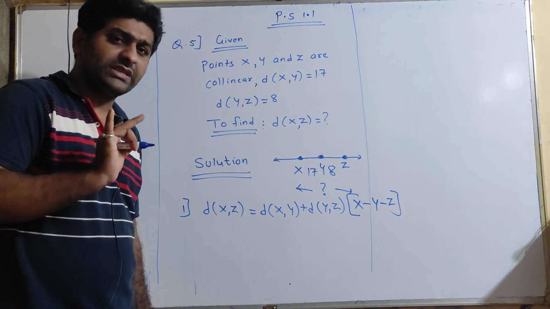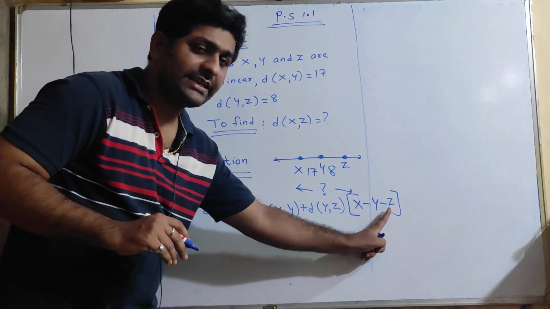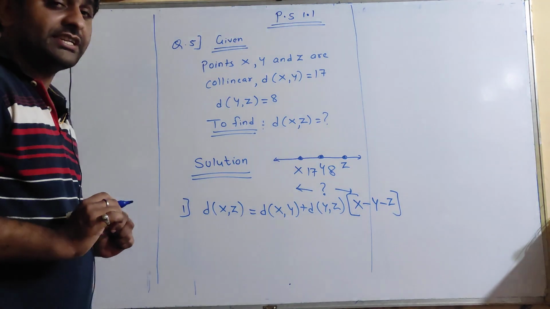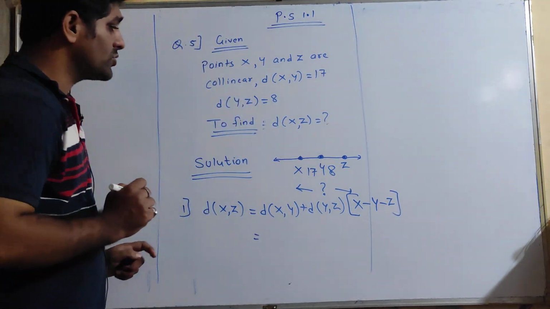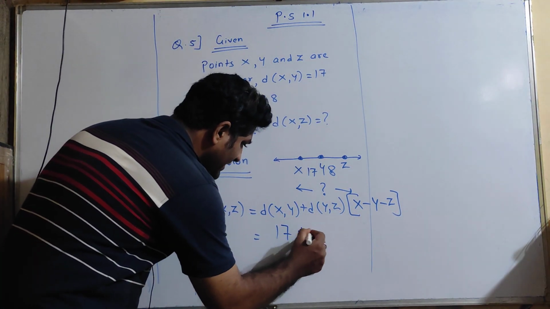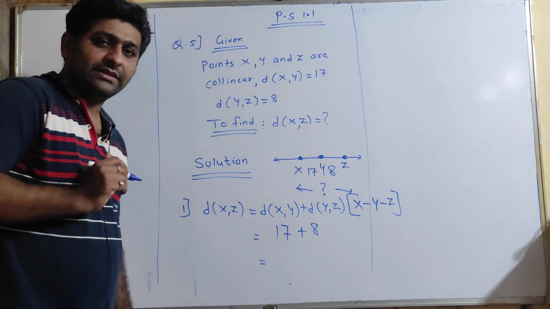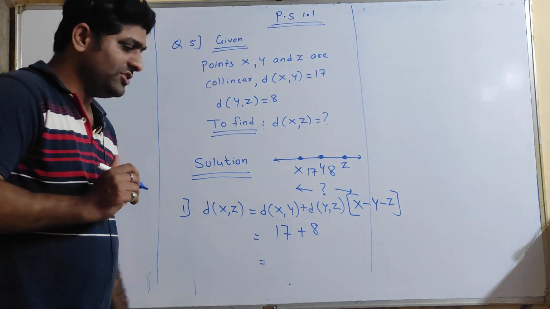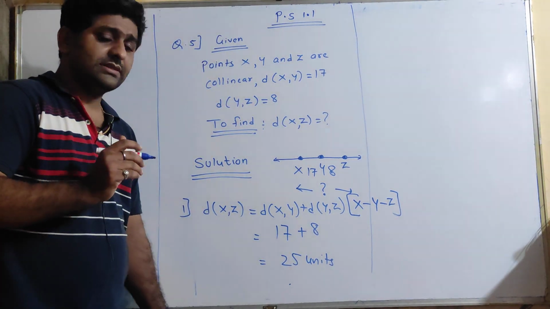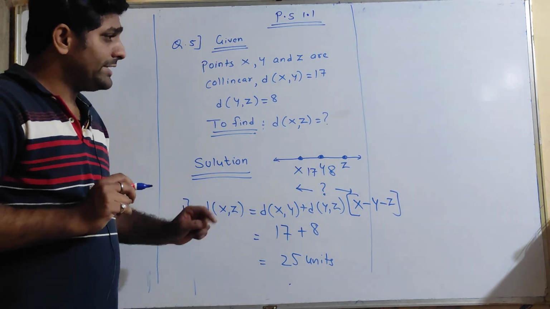So always remember students, in geometry a solution is made up of two parts. It's a statement, and a reason has to be given for whatever statement that you are writing in geometry. Let us substitute the values now. It's very simple students. xy value is 17. So over here we write 17 plus 8. Now we just need to add the values. 17 plus 8 is 25 units. So students, this is how we are going to solve question number 5 of practice set 1.1.